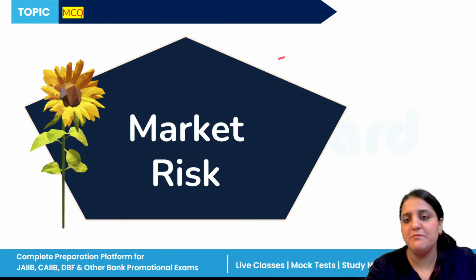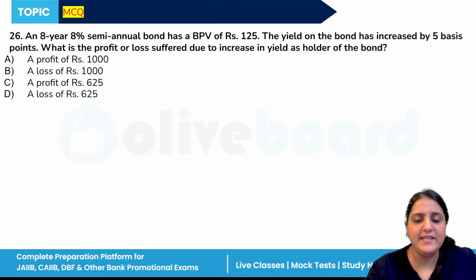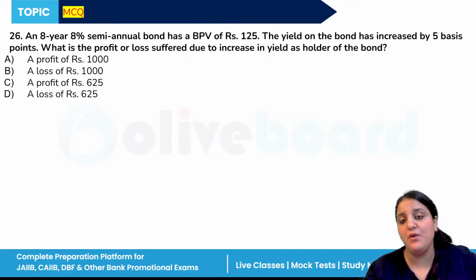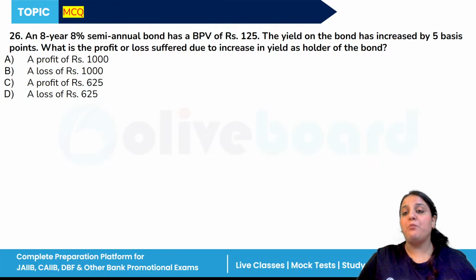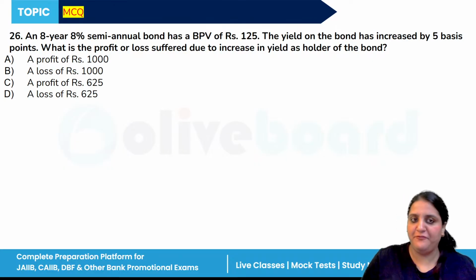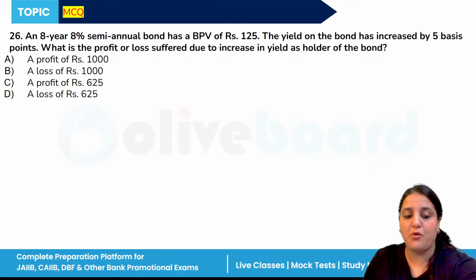Now we are starting market risk. If an 8-year 8% semi-annual bond has a basis point value of rupees 125, and the yield on the bond has increased by 5 basis points, what is the profit or loss suffered due to the increase in yield as the holder of the bond?